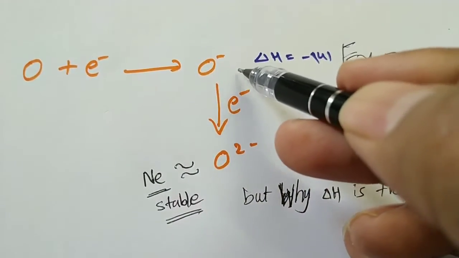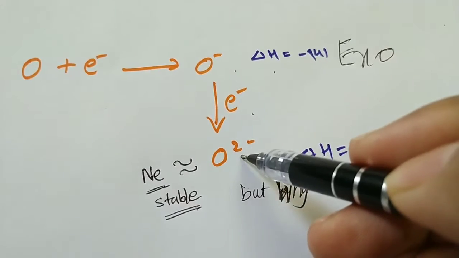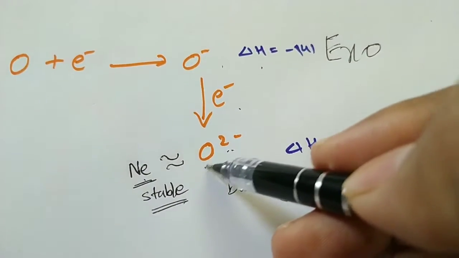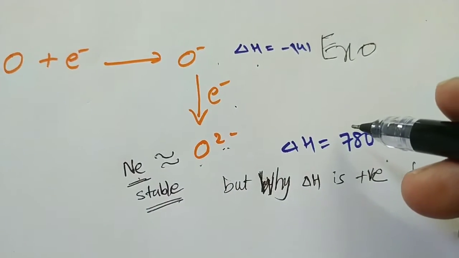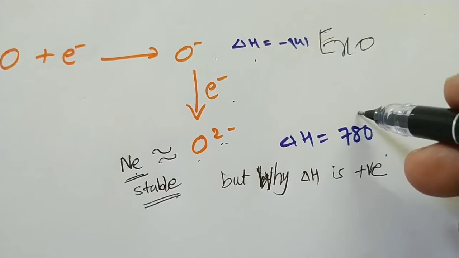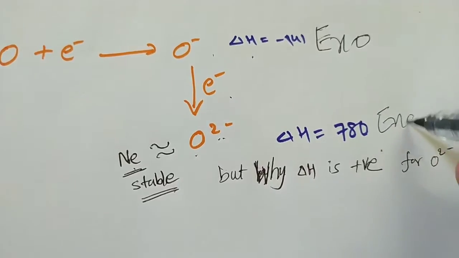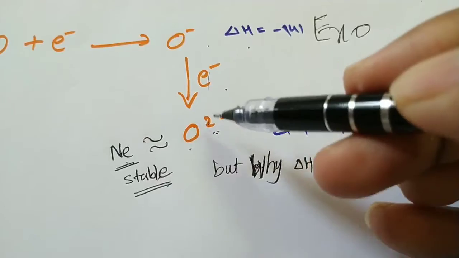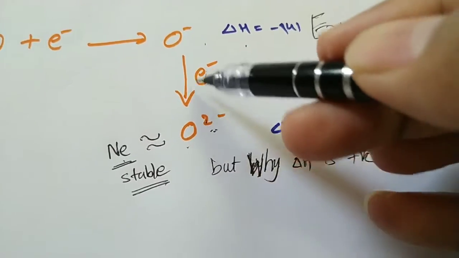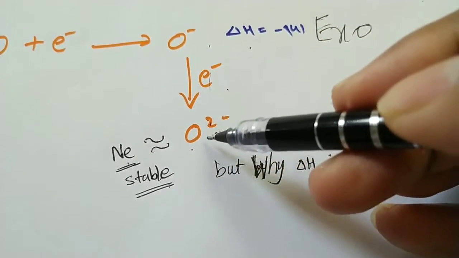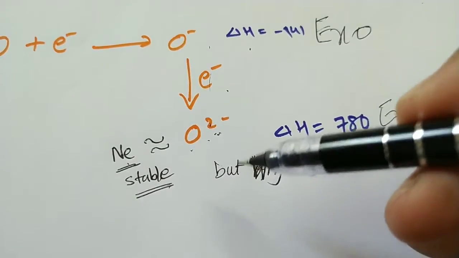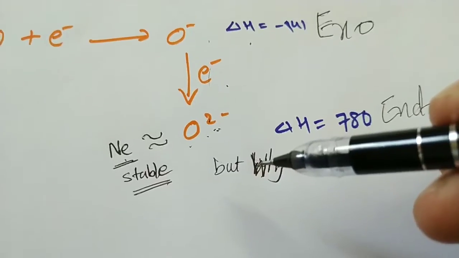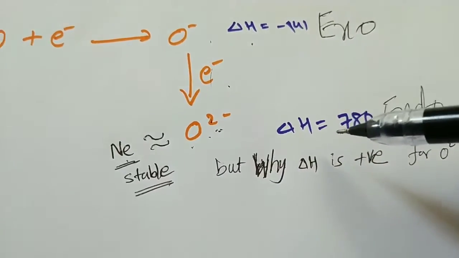Now, while taking the second electron and forming O2 minus, O2 minus is equal to neon, that is stable, even though it is not releasing energy, it is an endothermic reaction. Endothermic means it cannot take place by itself. Some external heat, some external energy is required to form O2 minus. But why? Generally the more stable should form easily, but here it is endothermic.